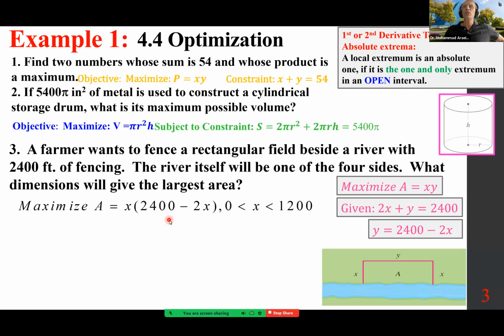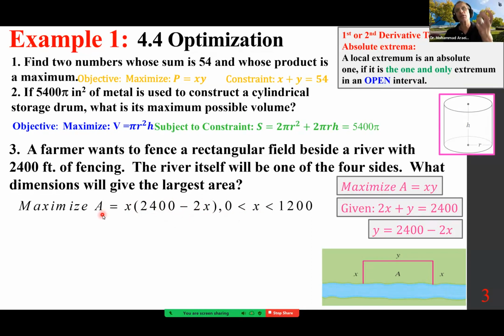Y is x between 0 and 1200. Because if you go back and look at this, first of all, x is a dimension and must be positive. If you look at this one and you set the parenthesis equal to 0, x becomes 1200. If you choose x to be larger than 1200, the parenthesis becomes negative, and that means one dimension becomes negative.